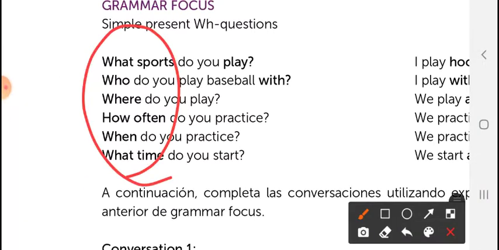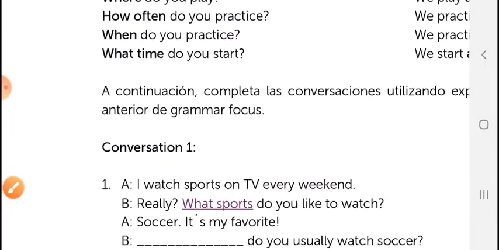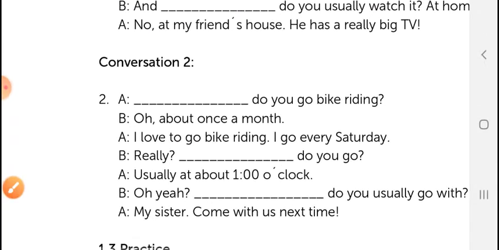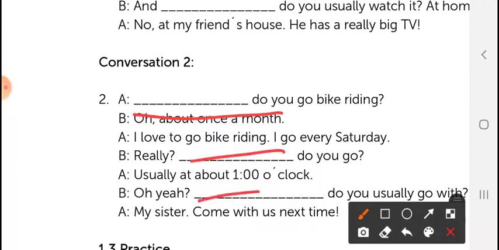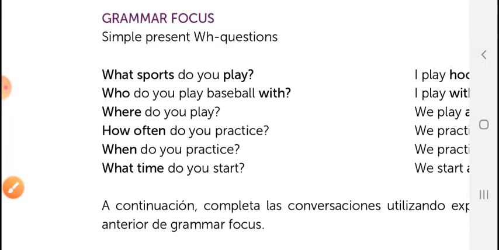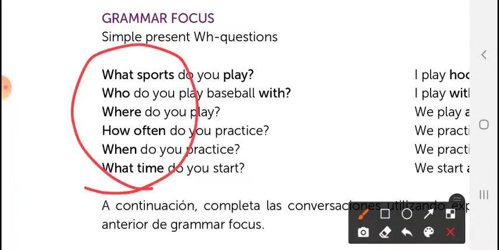¿Ok? So you fill in the blanks, llena los espacios, with the words in bold that you have over here. ¿Ok? The same in conversation number 2. You fill here these blanks with the words that you see in bold over here, okay?